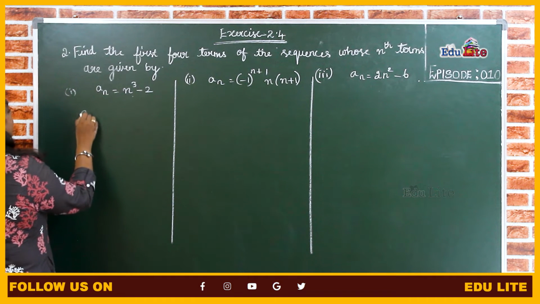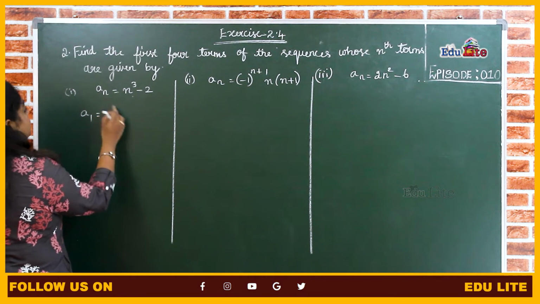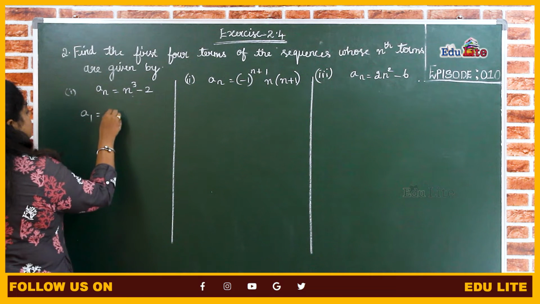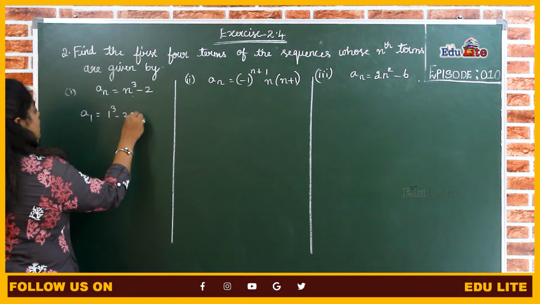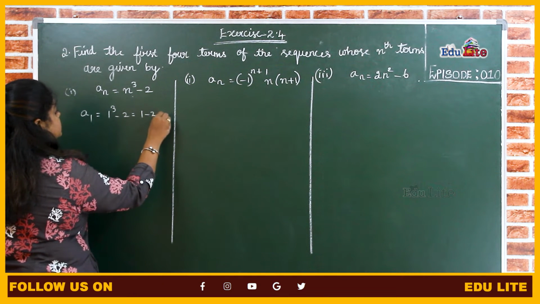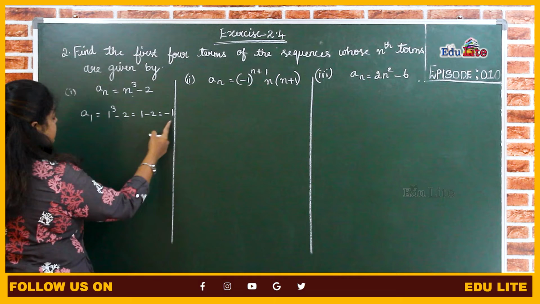First, let me apply the n value as 1. Therefore, a1 is equal to, here also we are applying 1, 1 cube minus 2. 1 cube is 1, minus 2, which is minus 1.